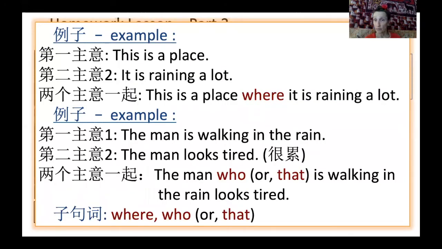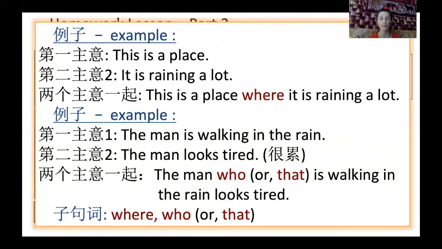About the picture. Okay, 关于那张照片. This is a place. It is raining a lot. 两个注意，两个想, right? Put it together. Okay, 两个注意一起. You put together the ideas. This is a place where it is raining a lot.